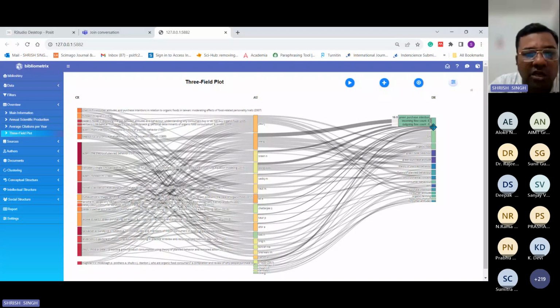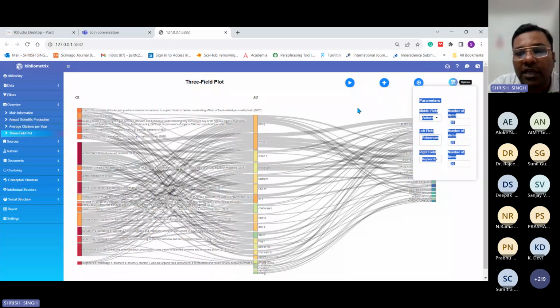You can change these 3 fields as per your choice. Suppose you want to make this graph with 3 parameters, what are those 3 parameters?